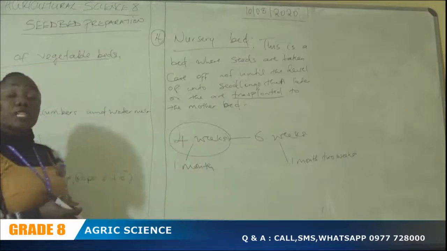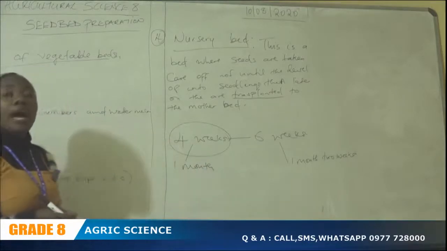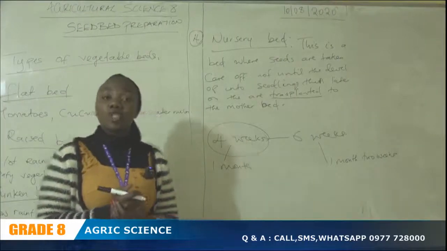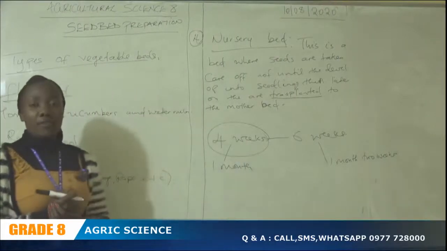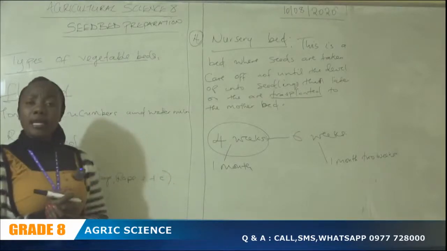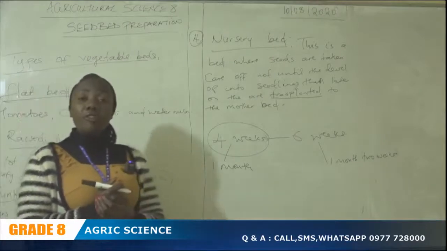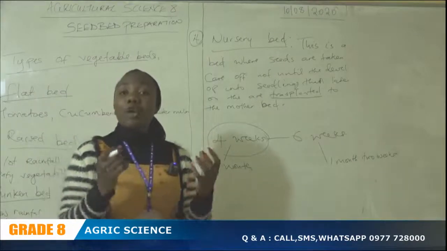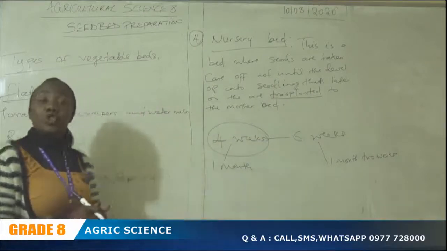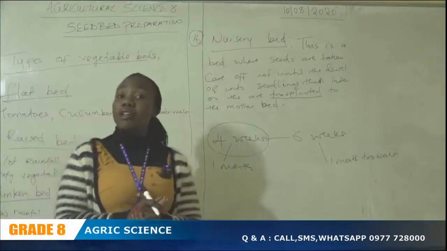Before you transplant seedlings, the soil has to be hardened off. So what is this hardening off? Hardening off is to reduce the amount of water that we put in our nursery beds.